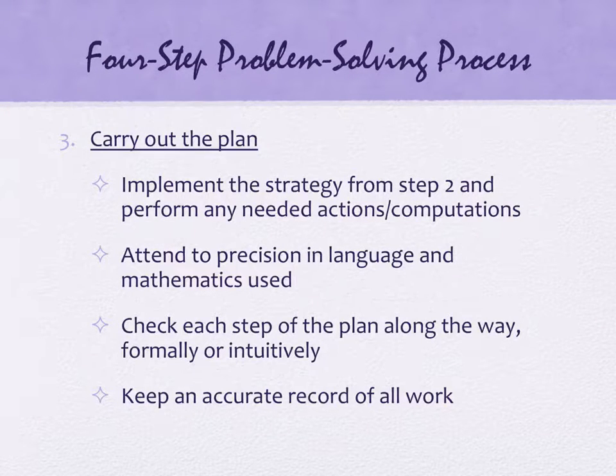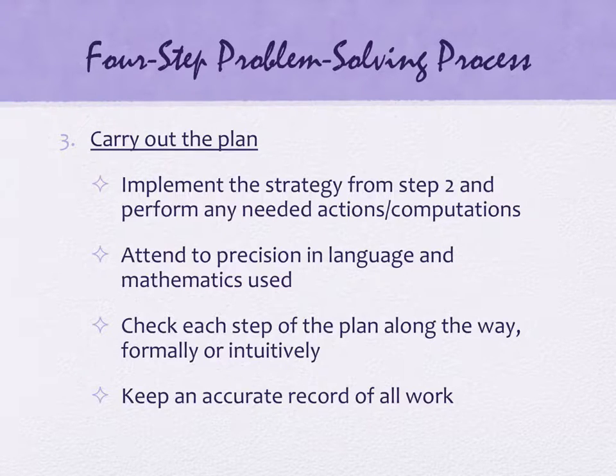After you've decided which plan you want to try, you're going to carry out the plan. Implement the strategy that you figured out. Perform the necessary actions or computations. Be careful with the precise language of mathematics being used. Check each step of your plan along the way, either formally, which means you double check, did I really multiply that right? Or intuitively, which means you look at it and go, does that make sense? Did it make sense that I got a 4-digit number? You look back and realize it really should have been a 3-digit number.